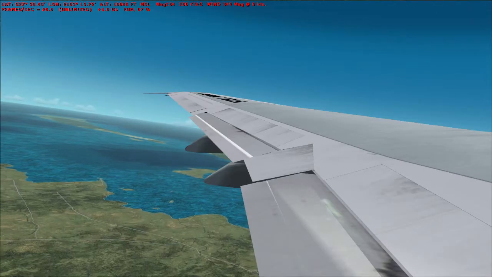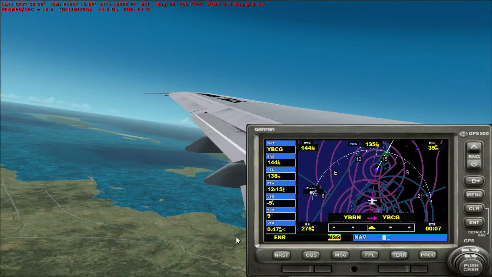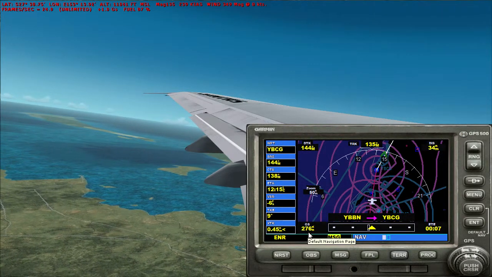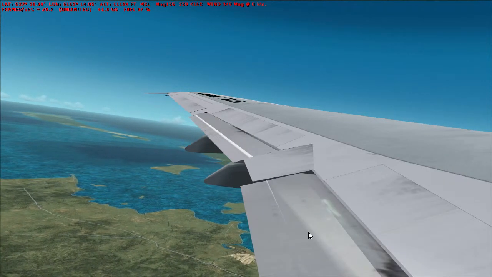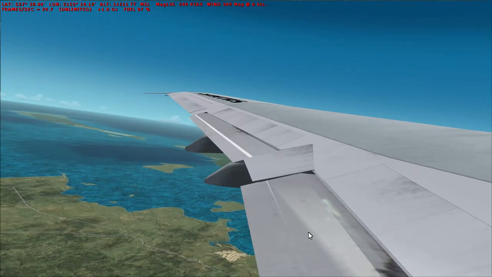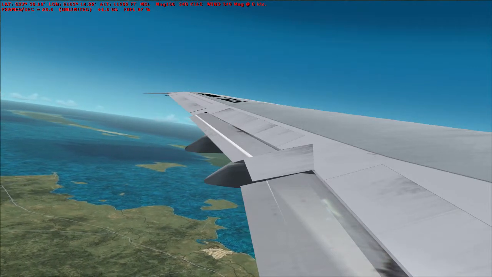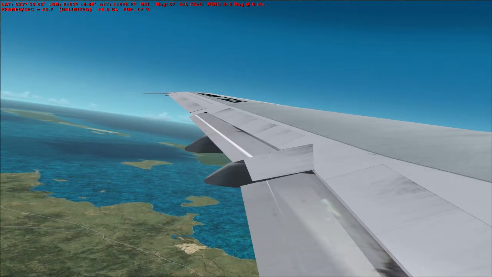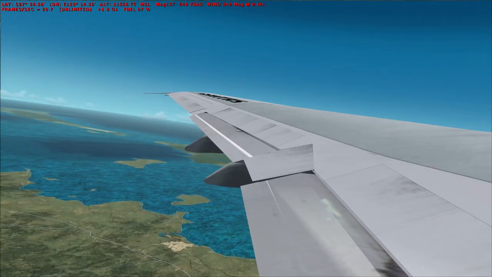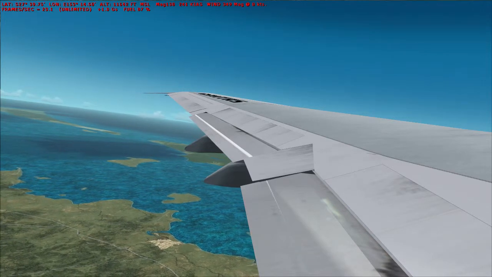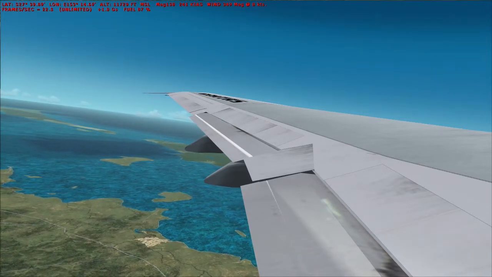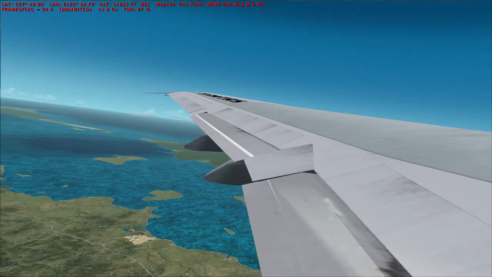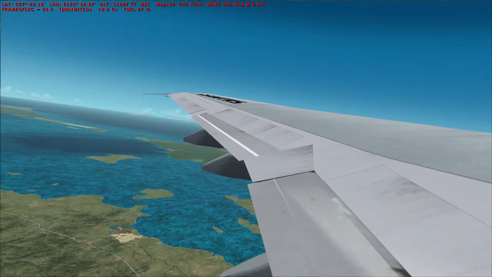For example, the ground speed at the moment is 276 knots. 276 knots is roughly 304 miles per hour. Now we're picking up again into higher territory. We shall retract the flaps all the way.